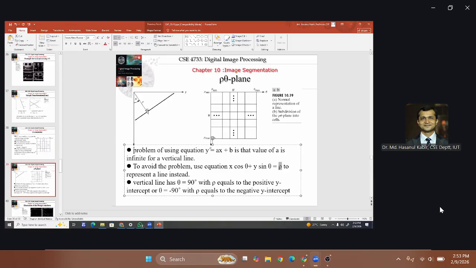So what is the benefit of having this rho theta representation? The benefit is that if you think from the perspective of rho, the distance, what can be the minimum value, or what can be the maximum distance value possible? What do you think?